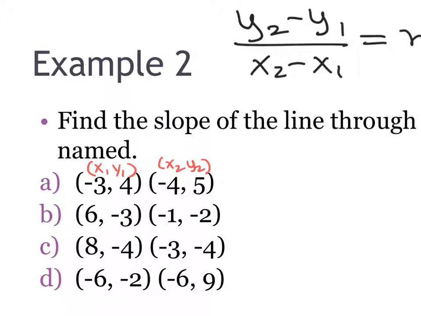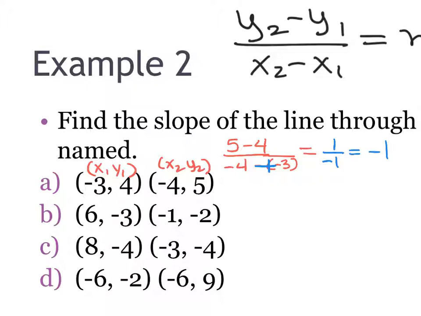So let's go ahead and plug them into the formula. 5 minus 4 divided by negative 4 minus negative 3. Be very careful when your ordered pairs have negatives in there. Notice on this one that the negative in the bottom is going to turn into a plus sign. So then this becomes 1 over negative 1, which simplifies to negative 1.